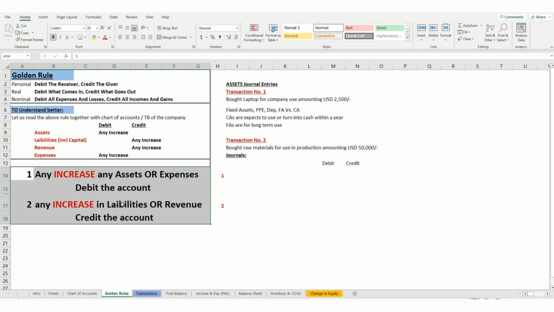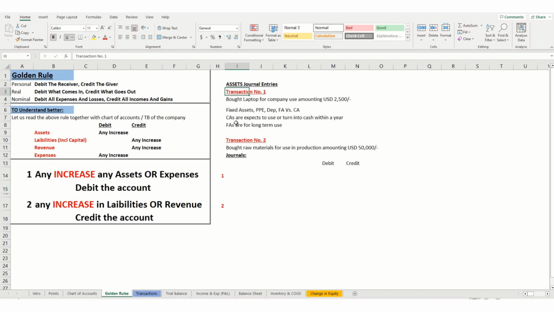So this you can easily remember: any increase in assets or expenses, debit that account. Any increase in liabilities or revenue, credit that account. So how do you know which account to be debited and which account to be credited? If you are an accountant, now you have already understood. But if you are a business person or doing this for personal purposes, maybe you will not understand very easily. So here I'm going to discuss how we can easily create journal entries.